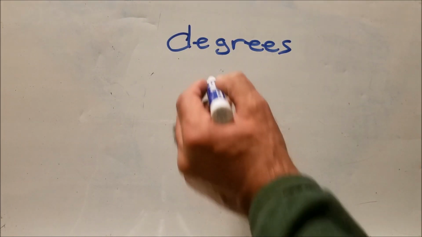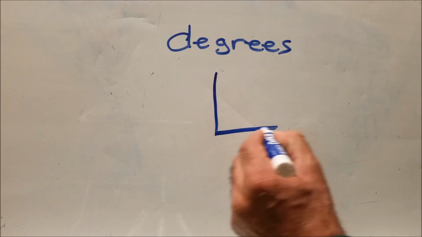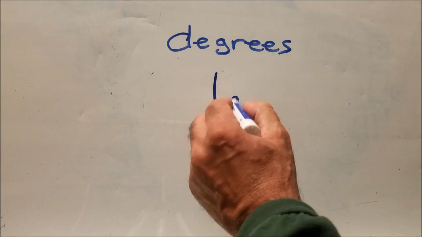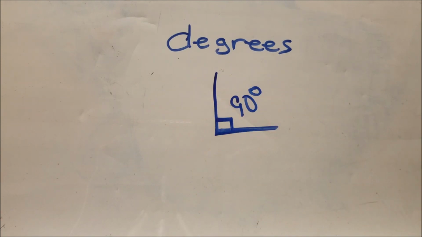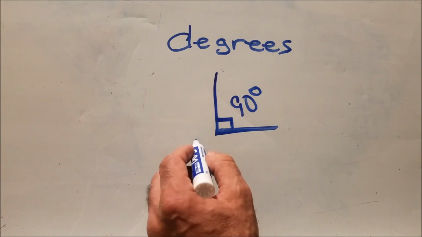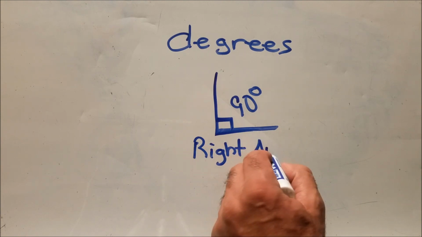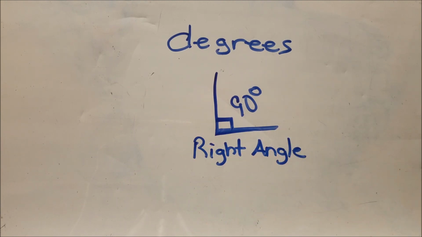And what you can use is if you have one that's straight, like an L, and it has this little box in it, that's 90 degrees. 90 degrees is an L. So make an L, you have 90 degrees. And a 90 degrees angle is also called a right angle. So this is a right angle, which is 90 degrees.